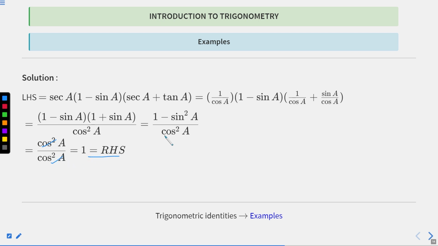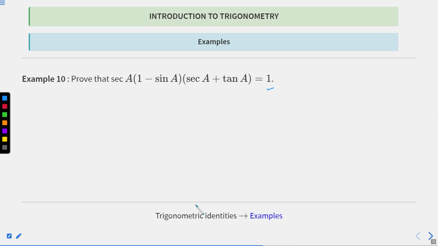Okay, so and this is our right hand side. So here left hand side is equal to right hand side. So therefore sec a into 1 minus sin a into sec a plus tan a is equal to 1. Okay, so now let us see the next example.